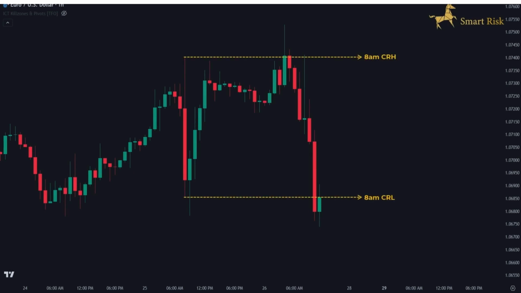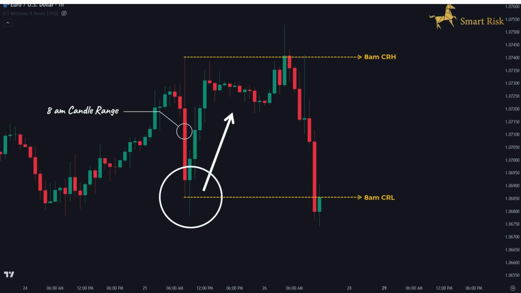Here we have the Euro-Dollar 1-hour time frame on the screen. As you can see, we have a perfect CRT model based on this 1-hour 9 a.m. candle. We have all 3 steps of the power of 3: accumulation, manipulation, and distribution. After forming this large candle as CRT's range candle, we can see that the price swept the liquidity accumulated below the first candle with a wick, then closed inside the range, and then immediately pushed to the high of the candle range. Let's see.